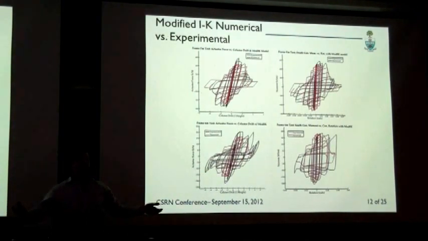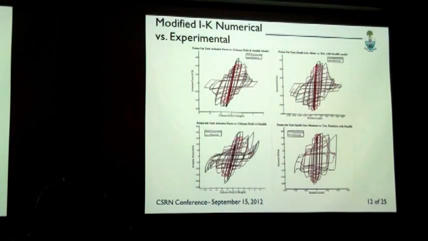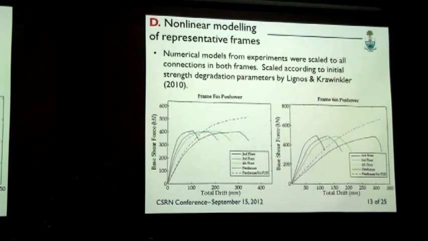Now, we tried to post-predict the experimental results in OpenSees, and we used the modified Ibarra-Krawinkler model as implemented into OpenSees by Professor Lignos. We calibrated the numerical model quite well to the experimental results. We were able to capture quite well the strength and stiffness degradation. Because of this, we were able to extrapolate these connection behaviors to the full frame.